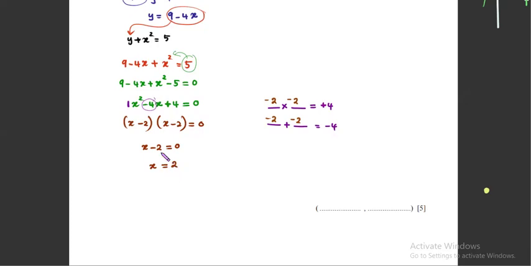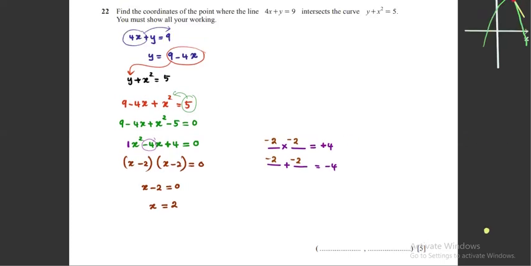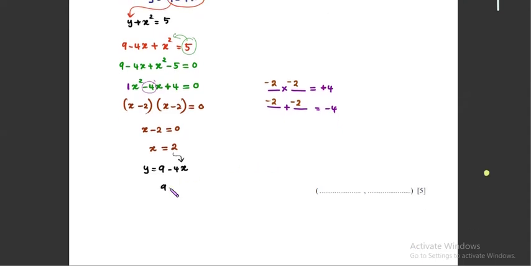Now that I know the value of x is positive 2, I need to find what y is. To find the value of y, I'm going to substitute this into our first equation, the one we rearranged, which is y equals 9 minus 4x, because y is already made the subject there, which is much easier for us to solve. We substitute the value of x, which is 2. So this gives us 9 minus 4 times 2, which is 9 minus 8, the same as 1. This gives us the value of y, which is 1.